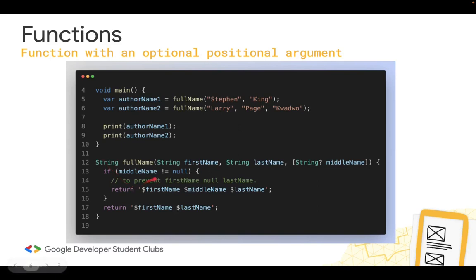But we don't want our function to return something like first name, then null, then last name. So we check if the middle name is not null, that is, if it's available. If it is, we print it and return, and it doesn't return whatever is down here. In our functions, when it meets the first return statement, it just ends the execution of the function and goes back to wherever the function was called.